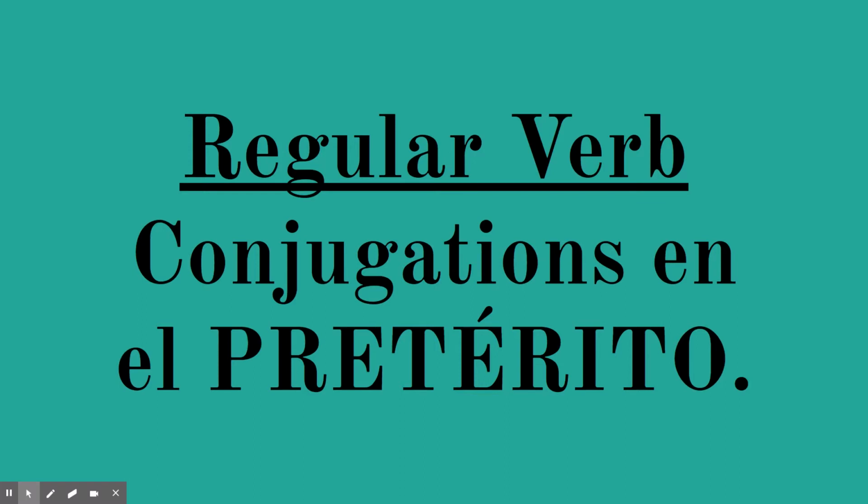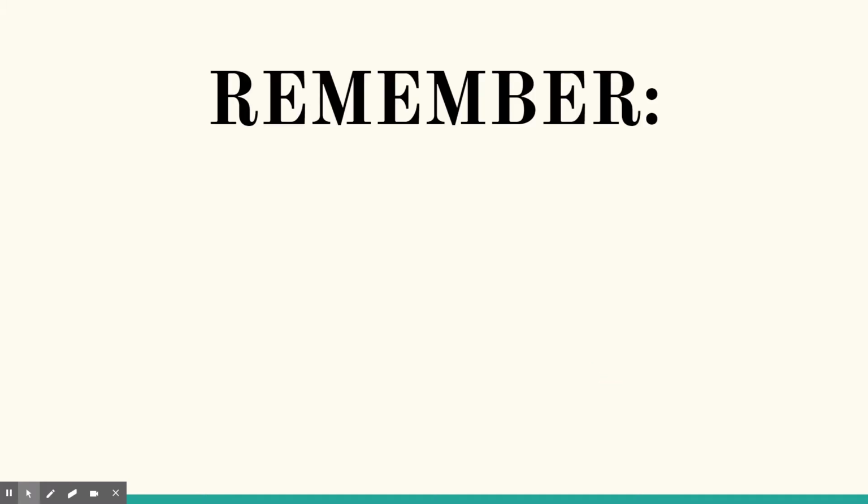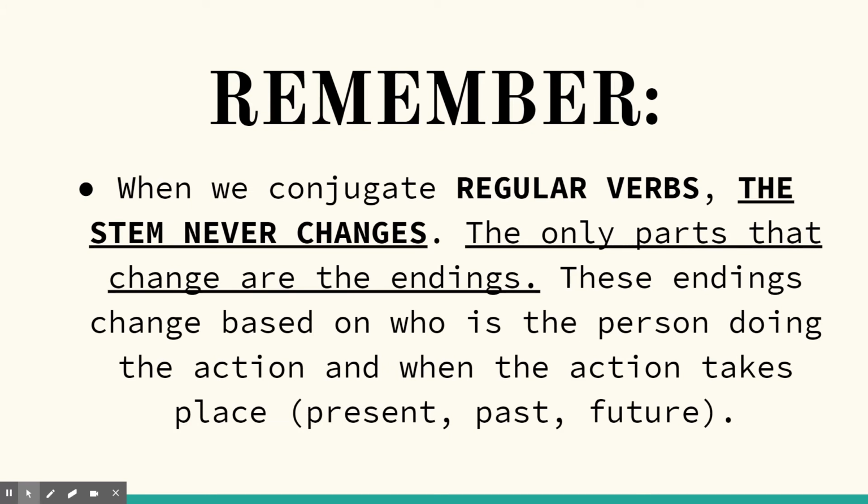Now, let's talk about regular verb conjugations en el pretérito. Something that you guys need to remember is that when we conjugate regular verbs, the stem never changes. The only part that changes are the endings. Remember, those endings change based on who's the person doing the action and when the action takes place, whether it's in the present, in the past, or in the future. So now that you guys remember this, let's talk about those conjugations.